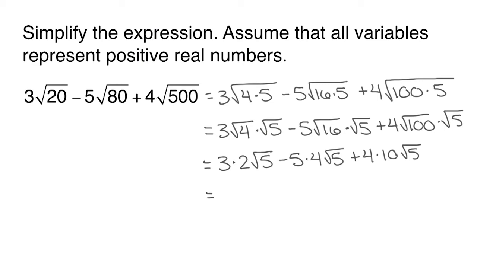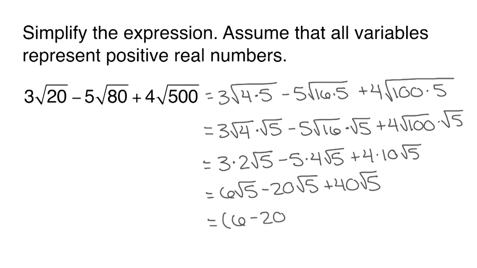Simplifying each factor, we have 6 times the square root of 5 minus 20 times the square root of 5 plus 40 times the square root of 5. Using the distributive property, we can factor out the square root of 5 to combine like radicals. So we have 6 minus 20 plus 40 all times the square root of 5, which is equal to 26 times the square root of 5.